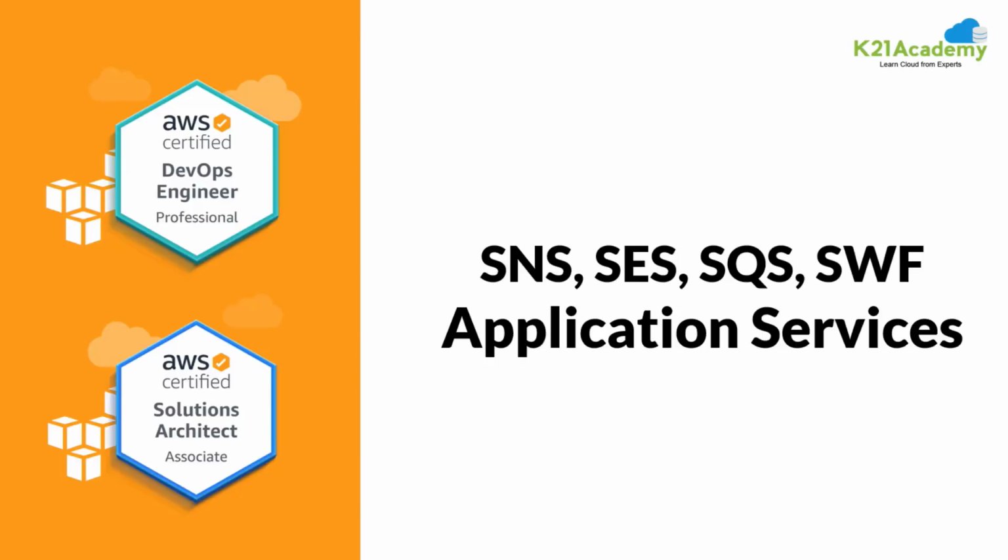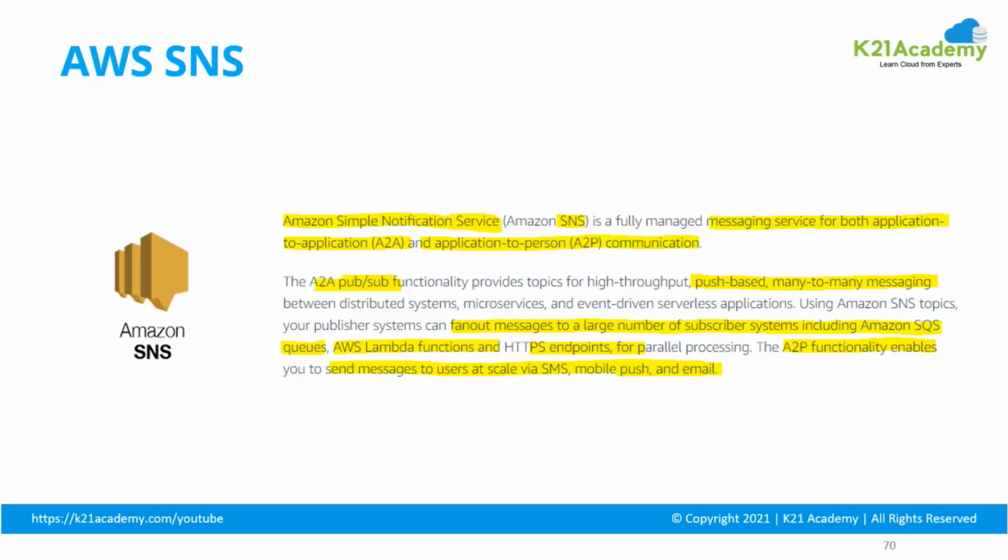Then we're going to look at some of the application services that AWS provides, things like SNS, which is Simple Notification Service, SES, which is Simple Email Service, SQS, Simple Queue Service, and Simple Workflow Service. So let's begin with Simple Notification Service.